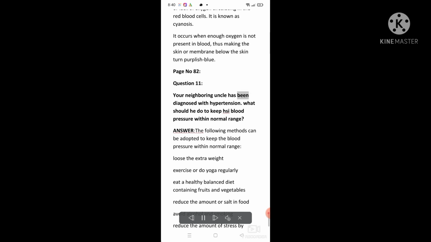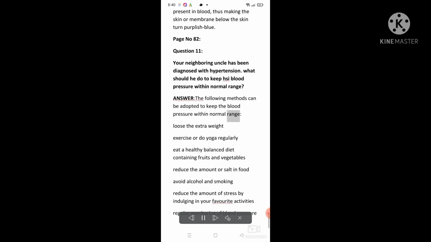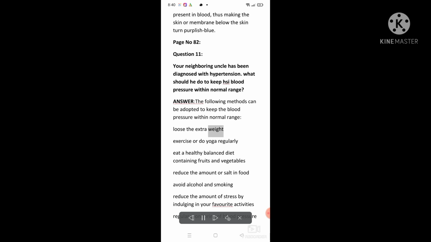Question 11. Your neighboring uncle has been diagnosed with hypertension. What should he do to keep his blood pressure within normal range? Answer. The following methods can be adopted to keep the blood pressure within normal range. Lose the extra weight. Exercise or do yoga regularly. Eat a healthy, balanced diet containing fruits and vegetables. Reduce the amount of salt in food. Avoid alcohol and smoking. Reduce the amount of stress by indulging in your favorite activities. Regular monitoring of blood pressure.